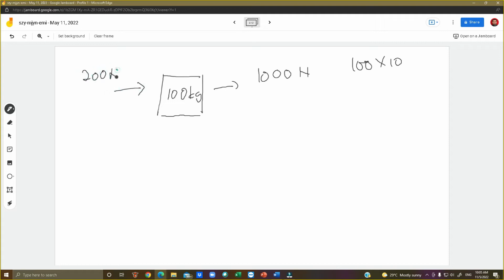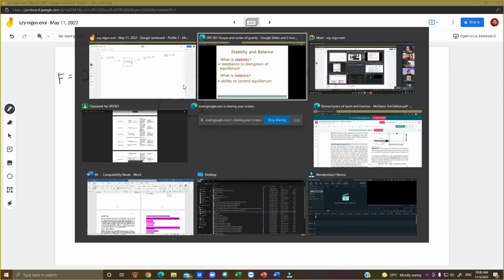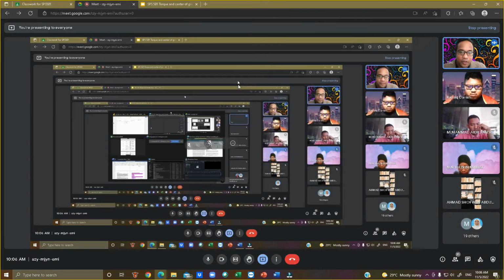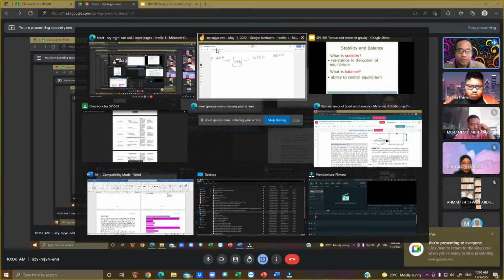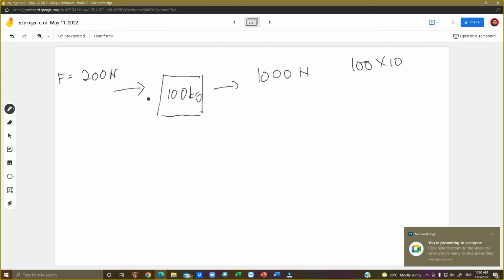Box ni 1000 Newton. You apply force of 200. Bergerak tak? Can this box move? Boleh tak kotak ni bergerak? If we apply 200 Newton. Kotak 1000 kilo, 1000 Newton. Application of force 200. Can this box move? Cannot move. Tak boleh. Cannot move lah.